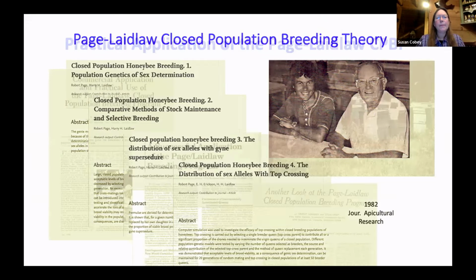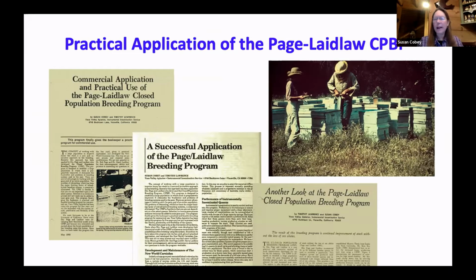I wrote a couple articles about this, applying this, modified it a bit. Page and Laidlaw took it as a theoretical model, a computer model. You can go 20 generations. So we wanted to look down the road. How do we keep this going? How can we enhance it more?